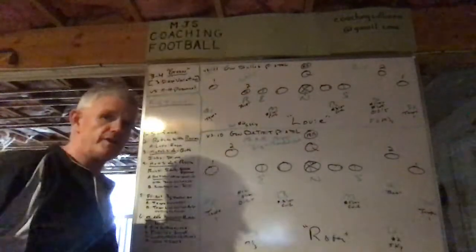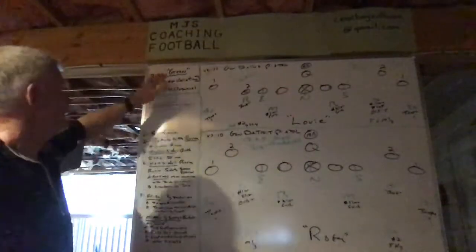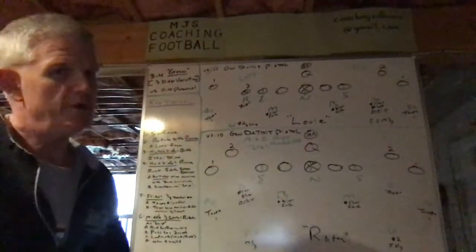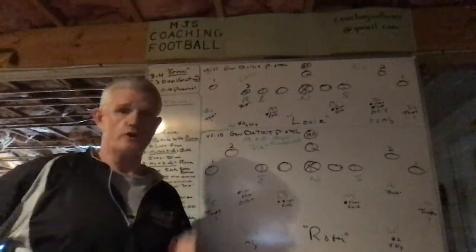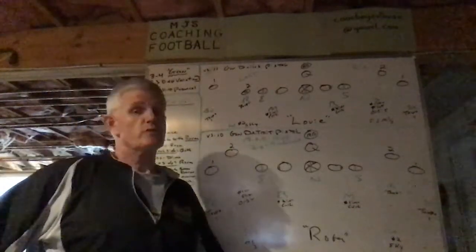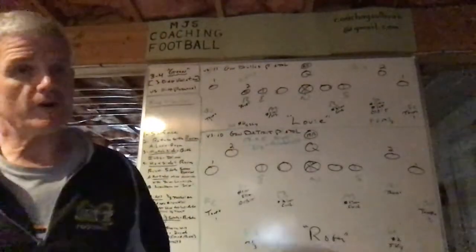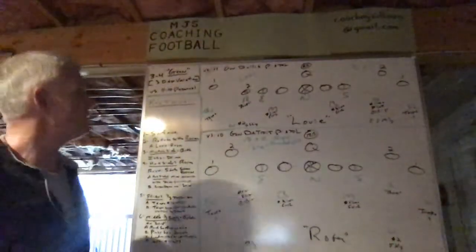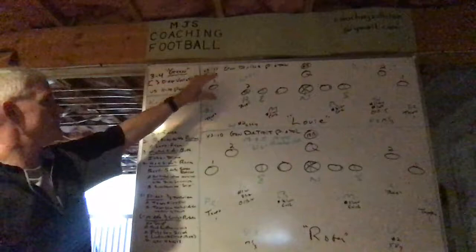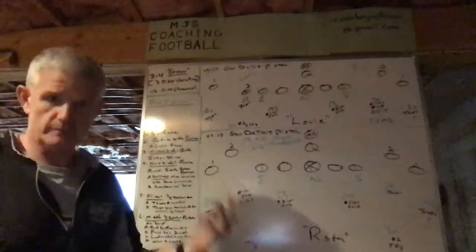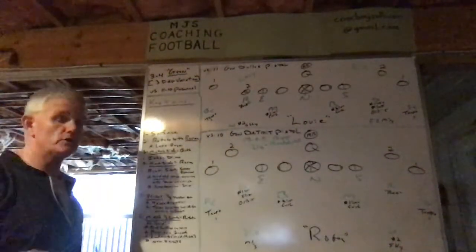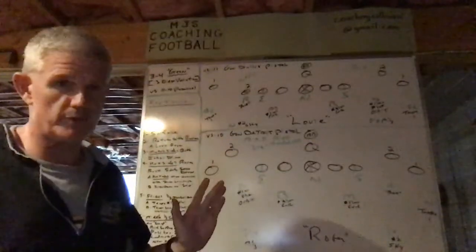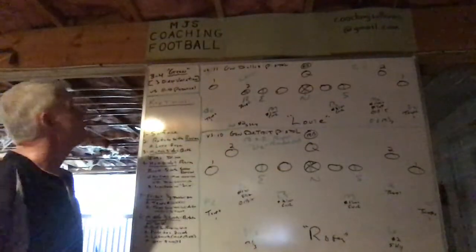In this presentation, what I want to talk to you about in our 3-4 is one of our 3D variations that we call green. As a reminder, we use colors for all of our coverages. And so green is a 3D variation. I'm going to show it to you versus 11 and 10 personnel, just so you can see its versatility. You can use it against 21, and whatever the personnel grouping is, you can use it.